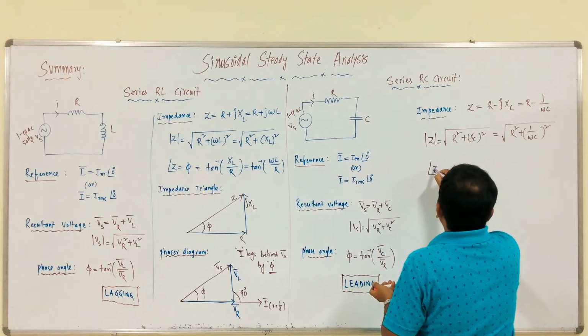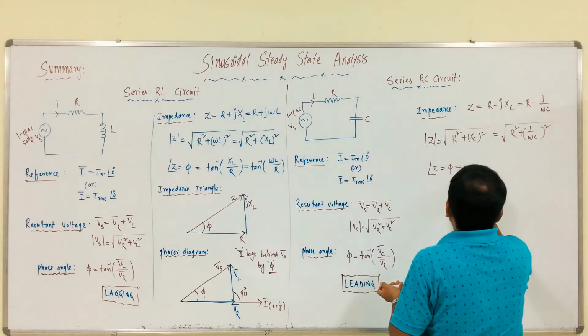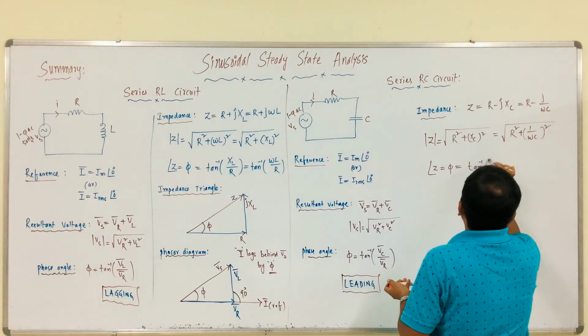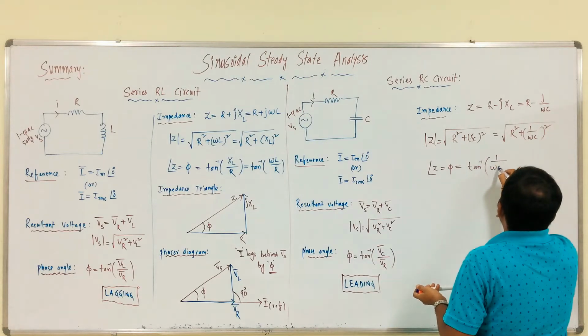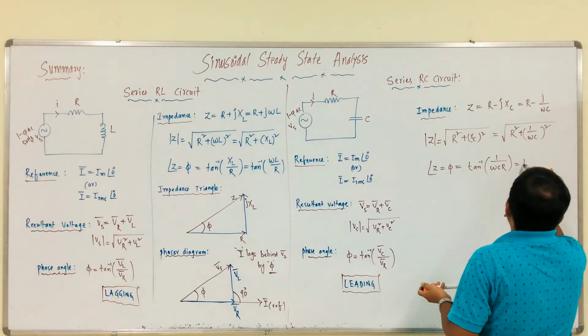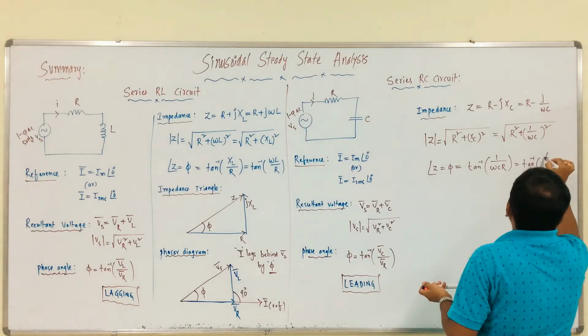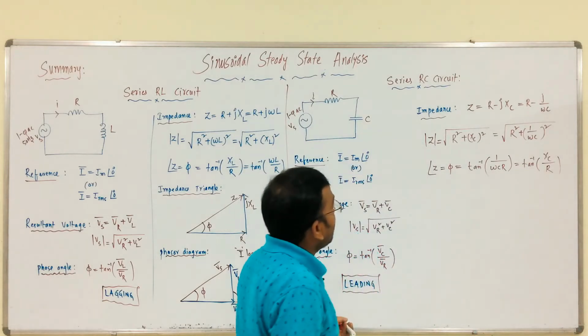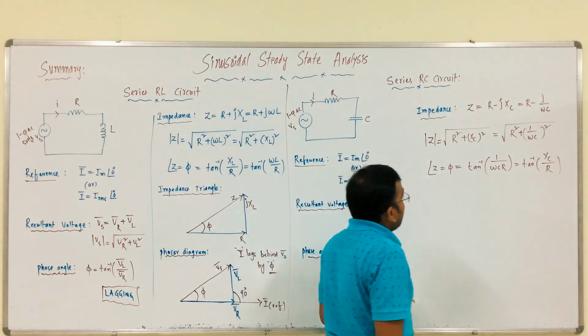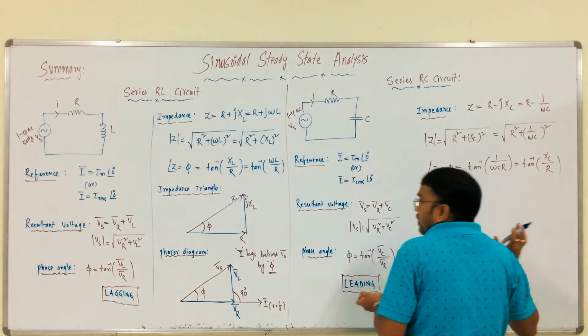Then angle of Z is nothing but phi, which is equal to what? Tan inverse of 1 by omega C into R, that is 1 by omega CR, or tan inverse XC by R. Clear? Or tan inverse XC by R. You should write.